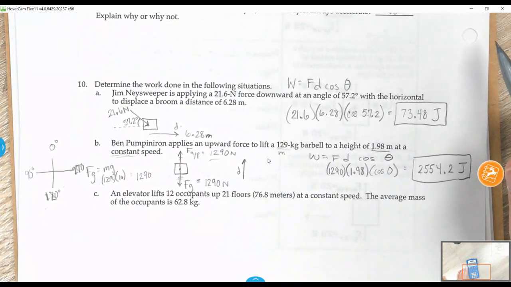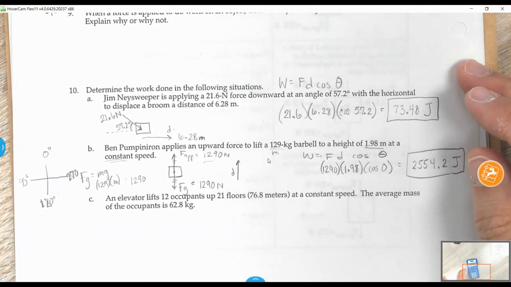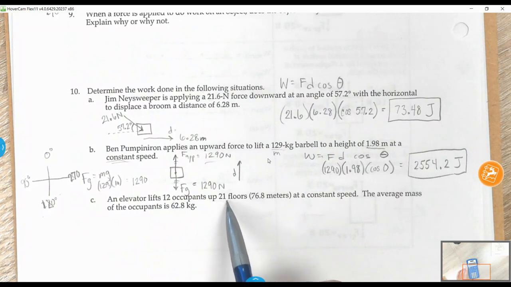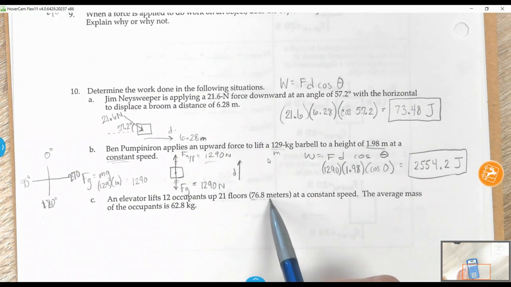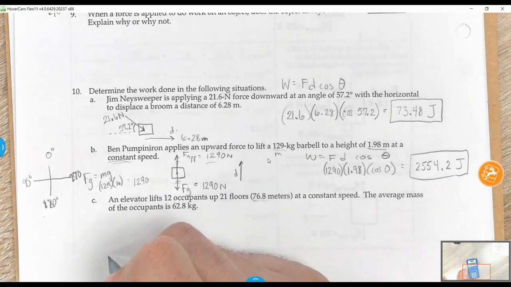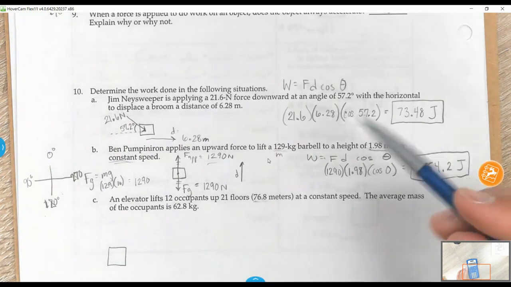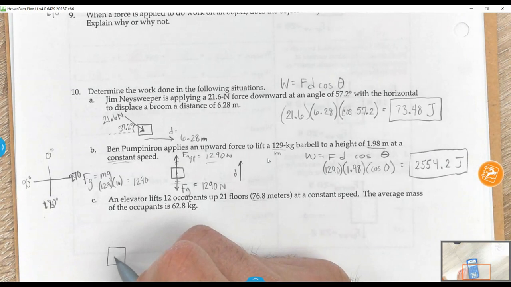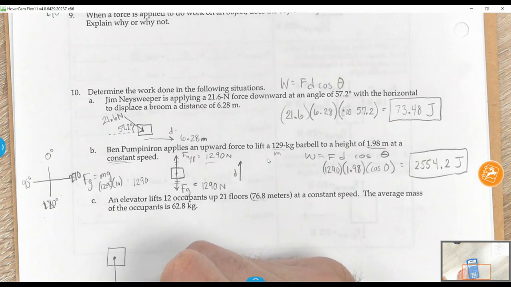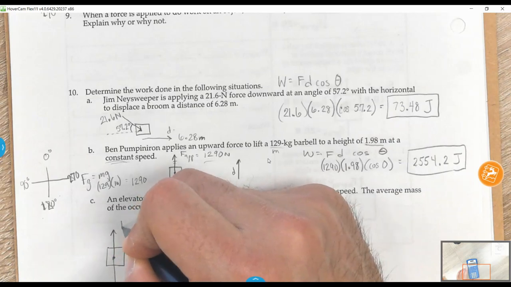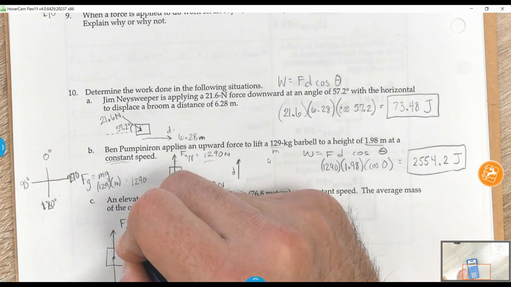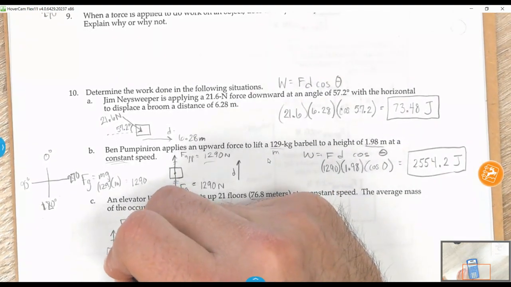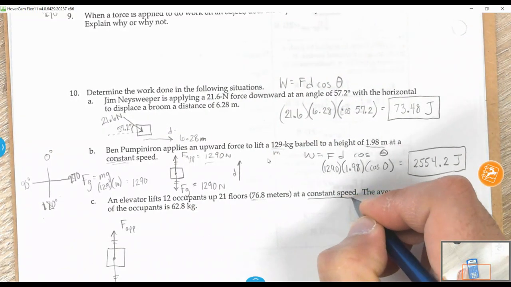Now you've got an elevator that has 12 occupants, and it's moving them up 21 floors, which is 76.8 meters up at a constant speed. So constant speed meaning, all right, the applied force that we're using here, or the tension force, has got to be equal to the weight. Okay, we'll just write applied force for now. It could be a tension force. We know that they have to be the same. Why? Because they're moving at a constant speed.